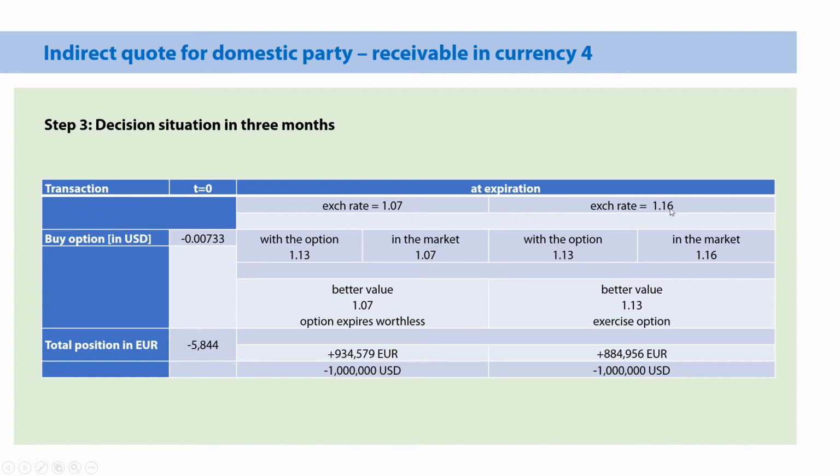And if the exchange rate is high, which means the dollar depreciates, that would be the depreciation scenario for the dollars, and he is long in the dollars, he wouldn't like that. So with the option, he has a better value than in the market. So he now will exercise the option and he will receive 884,956 euros for 1 million US dollars.